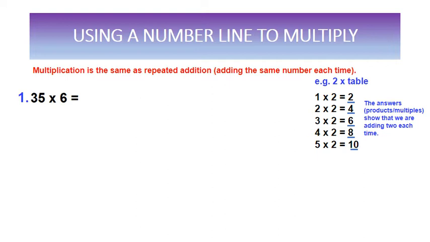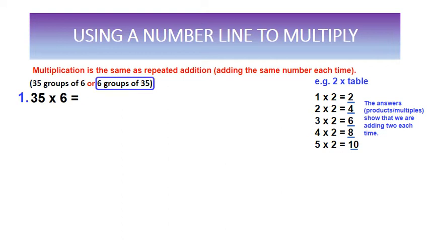So if we start with this example here, 35 times 6, we can also read this as 35 groups of 6, or if we were to swap the numbers round, 6 groups of 35. And that's also important with multiplication. Just as with addition, we can swap those numbers round and it will give the same answer. So 35 times 6 will give the same answer as 6 times 35.